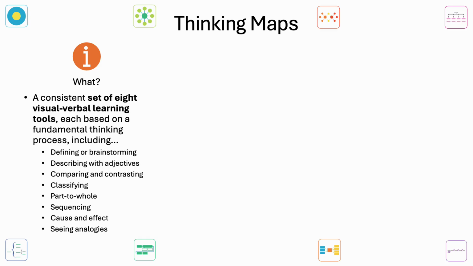The 8 patterns of learning that thinking maps has identified are defining or brainstorming, typically with nouns, describing with adjectives, comparing and contrasting, classifying, part to whole, sequencing, cause and effect, and making analogies.